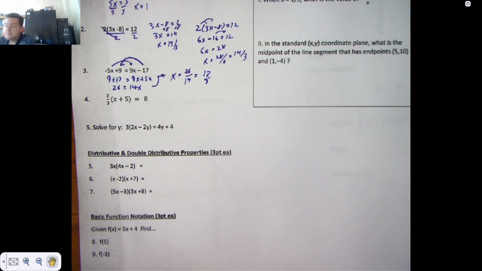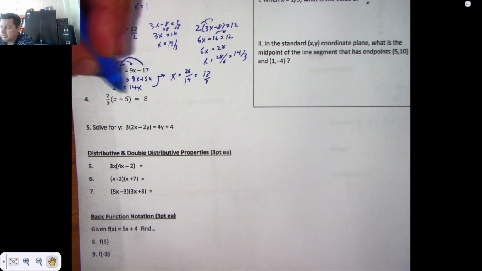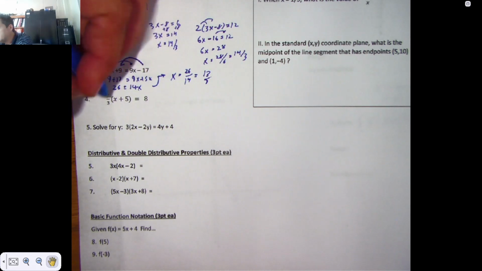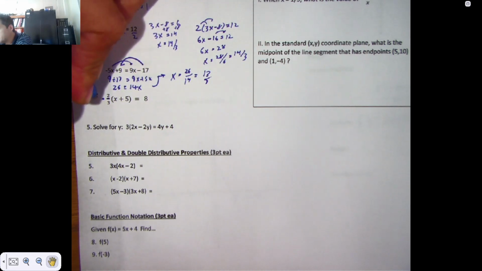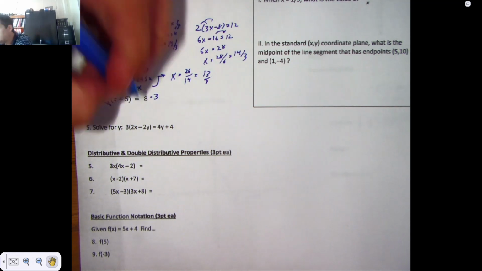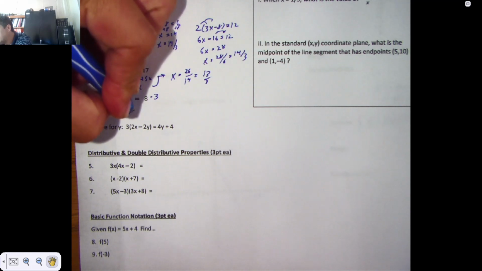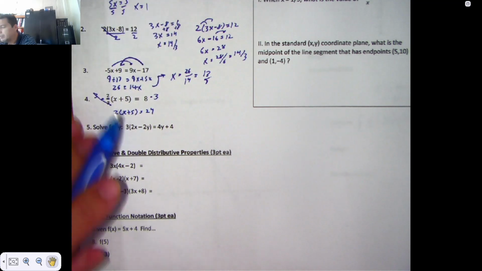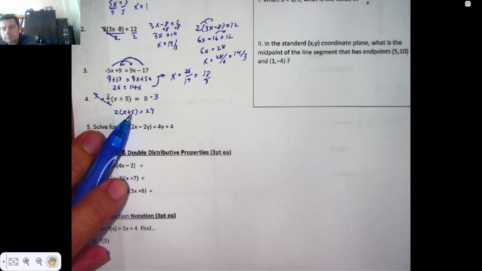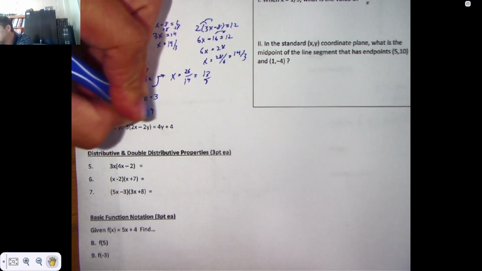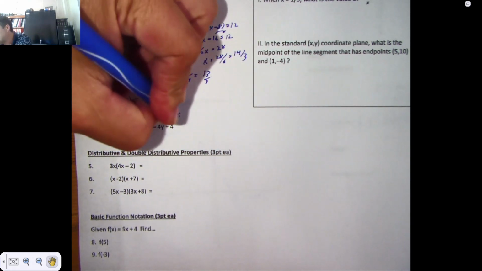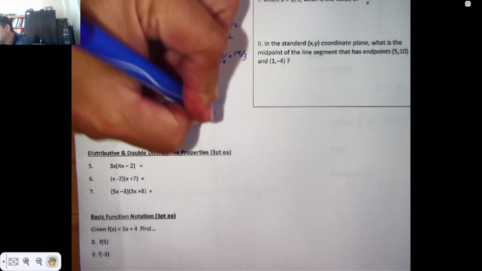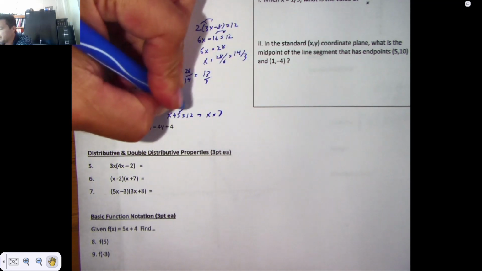All right, number 4. Kind of like the last one. I would not distribute because 2/3 of 5, that's 10 thirds. You're just making it ugly. What I would do is counteract this division operation through multiplication. And the 3's cancel on the left. So now I have 2 times x plus 5 equals 24. And if I wanted, I could divide the 2 out. x plus 5 is 12. And that gives me x is 7 after I subtract my 5.